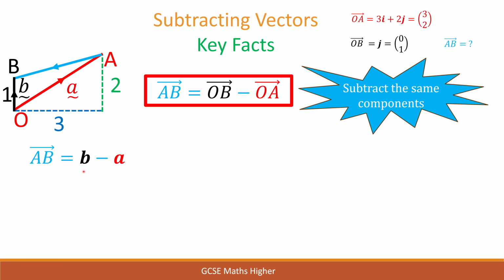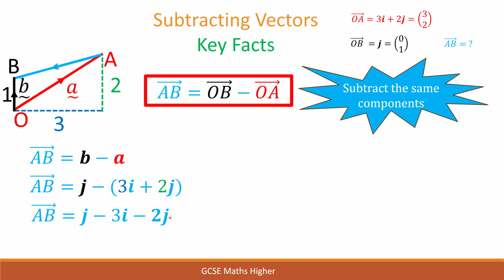Now we know OB is little b. Again, remember when you write this, you put squiggles underneath the vectors, and OA is little a. Now we know OB was the little b, which is just j, and minus a is going to be minus 3i plus 2j. Now here we've got to expand the brackets. There's nothing in front of this minus or after this minus here, so it's like there's a minus 1 in here. So we've got minus 1 times 3 to do, which is going to give you minus 3i, and minus 1 times 2, which is going to give you minus 2j.